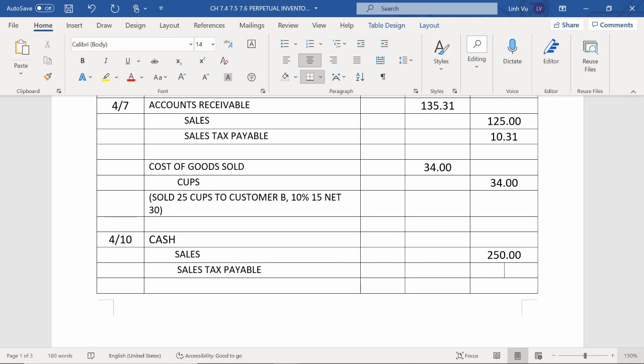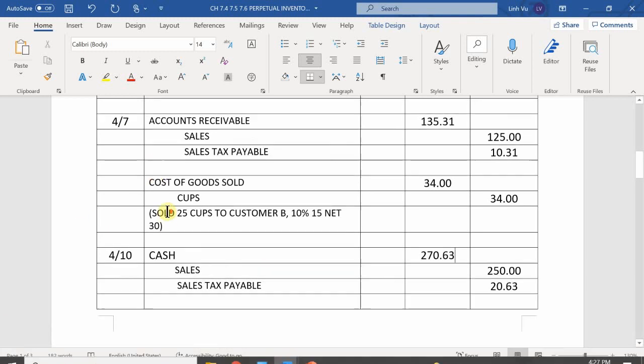How much sales tax? $20.63. So then 270.63 is the amount of cash we should be receiving.